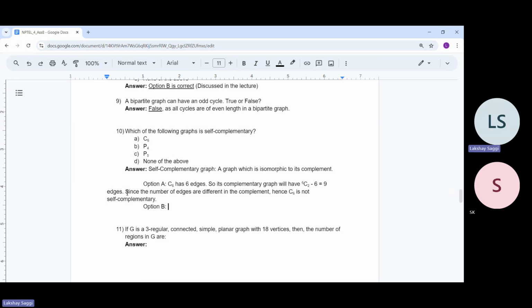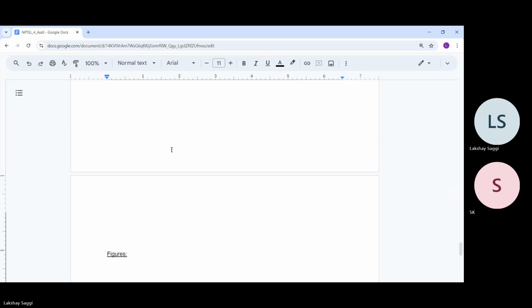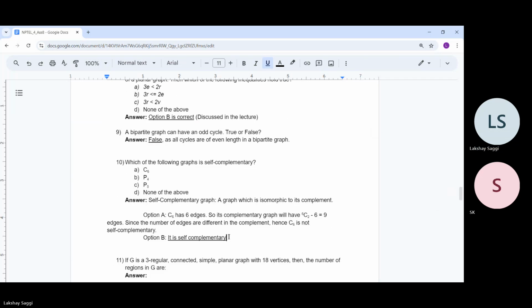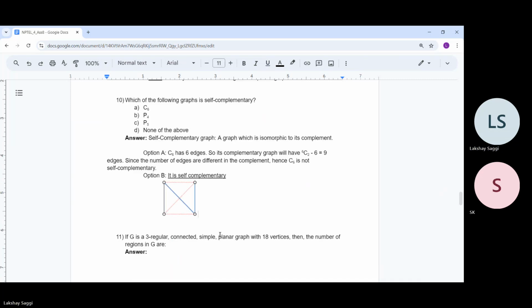Similarly, in option B, we get P4. And actually P4 will come out to be self-complementary. It is self-complementary. I'll show an illustration for this also, like how does this come out to be self-complementary? Just see this graph. Yeah. So if you can see this graph, this is the graph P4, right? A path on 4 vertices.